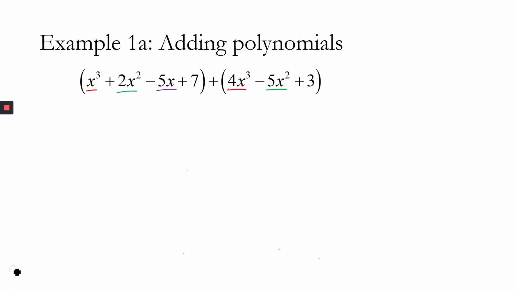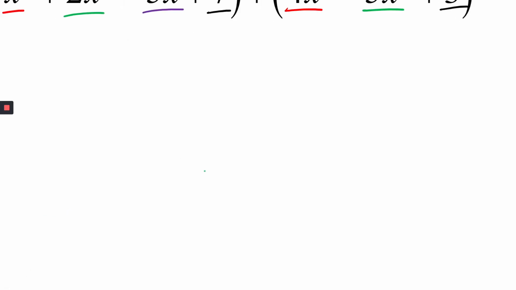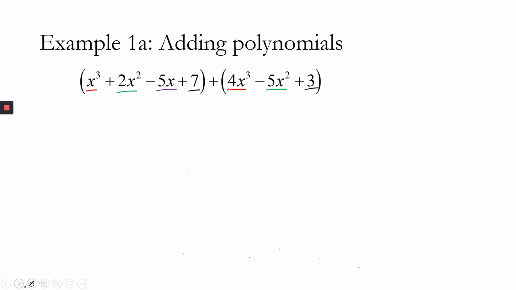And then once I've found those, I'm just going to combine like terms. Now remember, when you combine like terms, you're only adding the coefficients, and the actual exponent is going to stay the same. So this will become 5x to the third minus 3x squared. There's no other x term, so that minus 5x just stays that way, and then plus 10. So there's our final answer for that one.